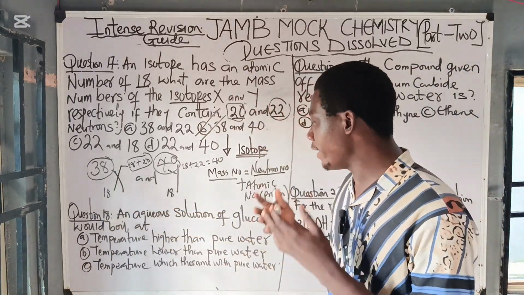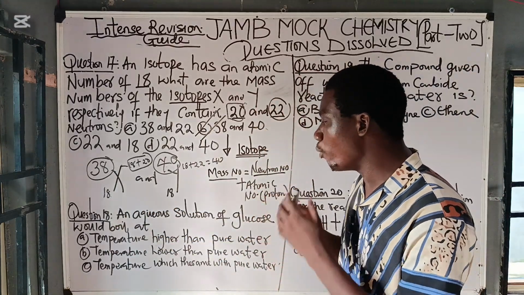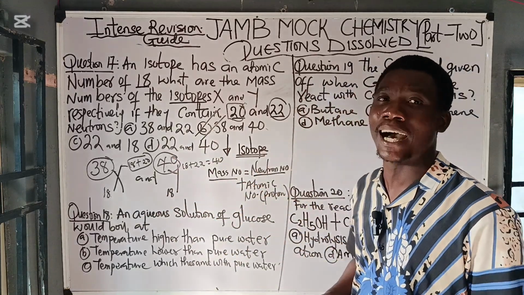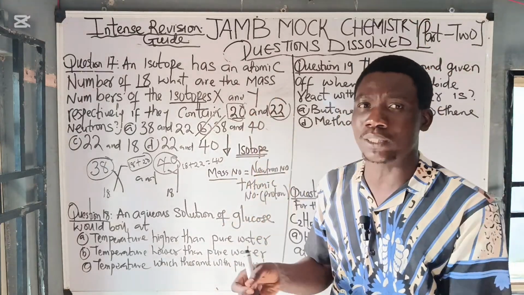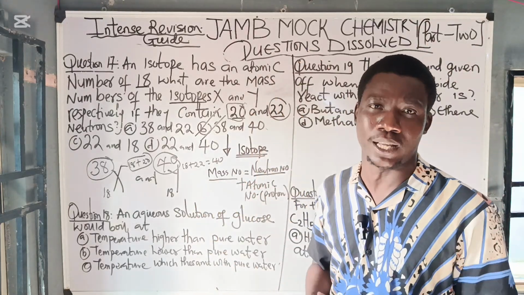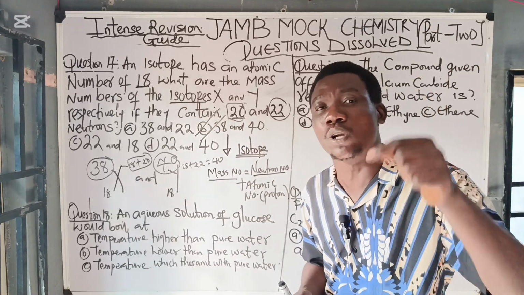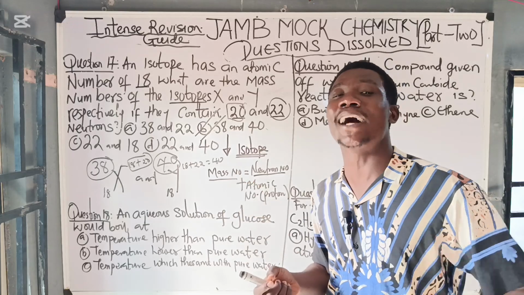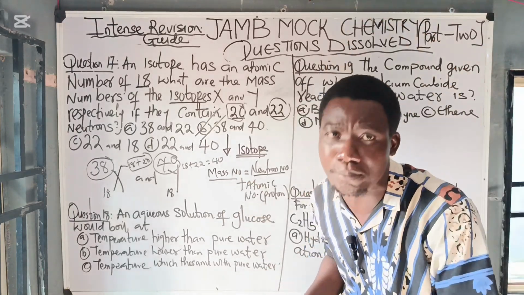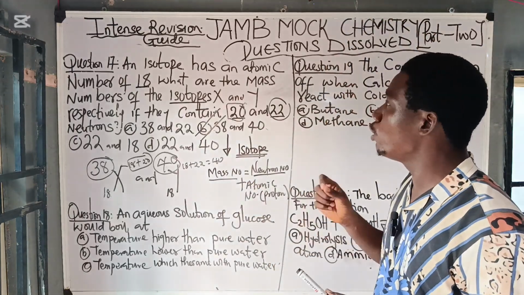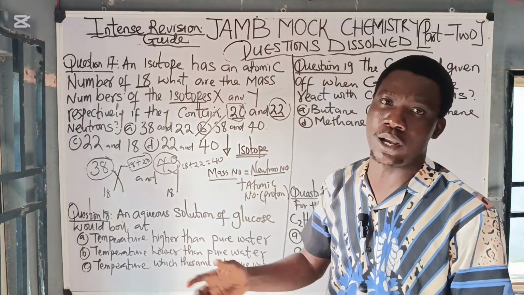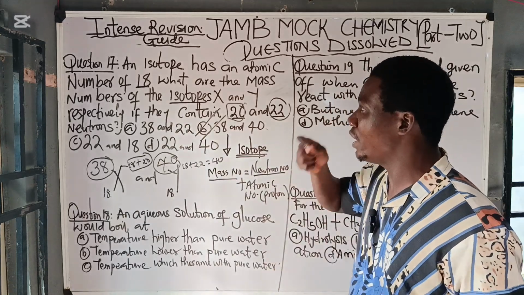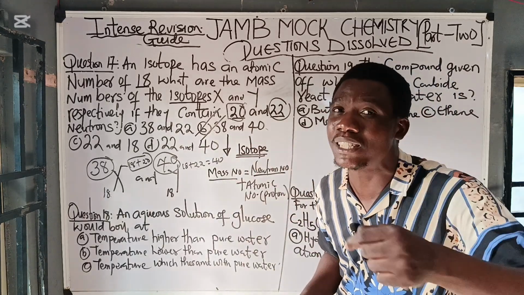Question number 18. An aqueous solution of glucose will boil at what? Don't forget that adding salt or glucose to water will increase the impurity of the water. And addition of impurity to a liquid increases the boiling point. Yes, that means you take a longer time to boil. But when you add the same impurity to a solid, it reduces the melting point. So write it as a note. Impurity increases boiling point, but decreases melting point.